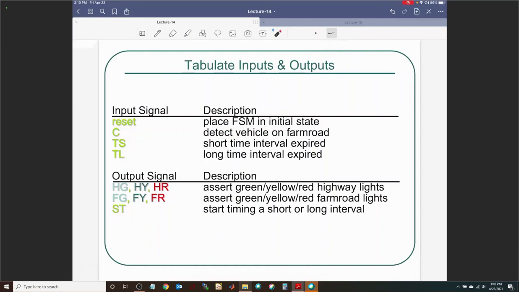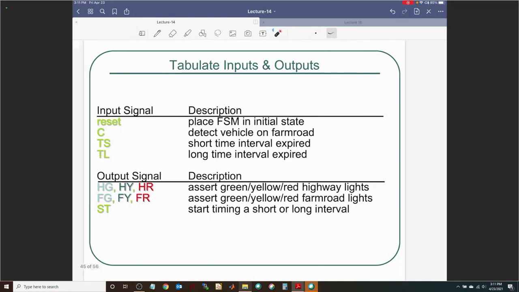Now, what are the output signals? Well, highway green, highway yellow, highway red. Those are your three outputs for those three lights. And similarly for the farm road lights, green, yellow, and red. So assert the green, yellow, red for highway, assert the green, yellow, red for farm road. ST is start timing a short or long interval. That's another output signal. So this is the list of the inputs and outputs that we are considering.